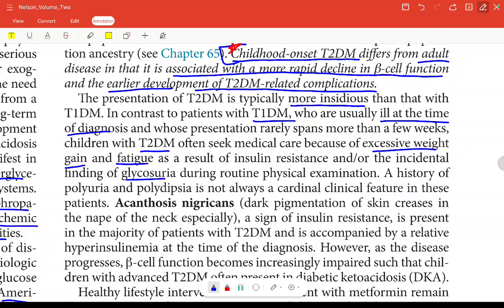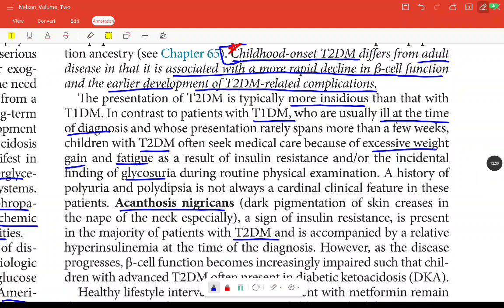A history of polyuria and polydipsia is not always a cardinal feature in these patients. Acanthosis nigricans, that is dark pigmentation of the skin creases in the nape of the neck, especially a sign of insulin resistance, is present in the majority of type 2 DM patients. Acanthosis nigricans, okay.